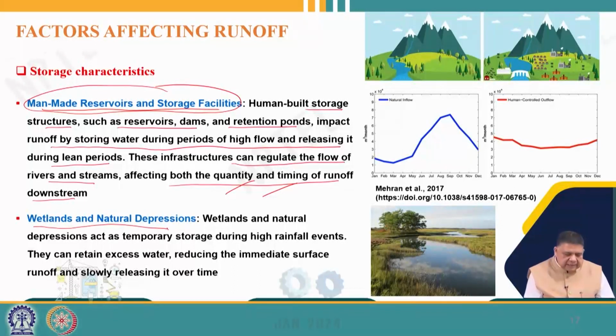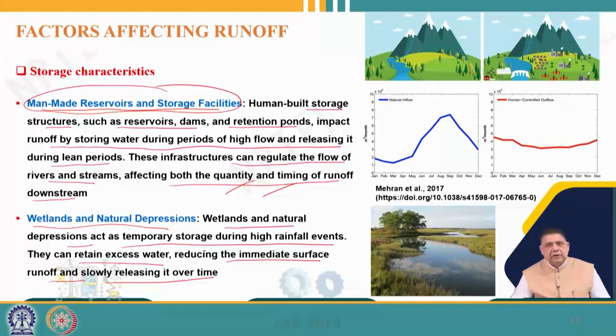Similarly, for wetlands and natural depressions also. If there are wetlands and natural depressions, they also act as temporary storage during high rainfall events. They can retain excess water, reducing the immediate surface runoff and slowly receding over time. So, if water starts flowing and reaches the wetlands or natural depressions, it will be retained there, and then the magnitude of runoff will be much lower in that case.